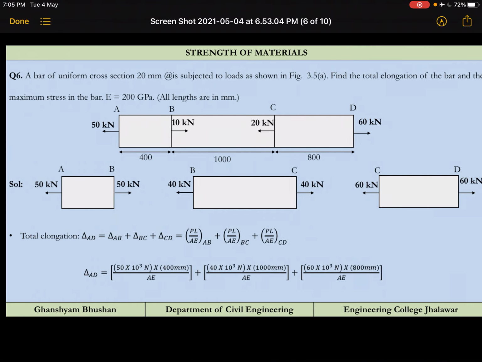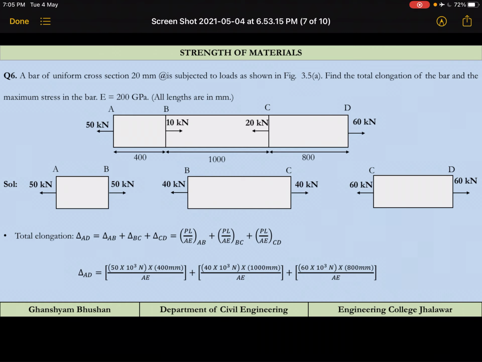Let us see the solution with the help of your free body diagram. So the free body diagram will enhance your clarity, so that the second method which I have told you, you can easily apply if you are having the conceptual clarity of the free body diagram.